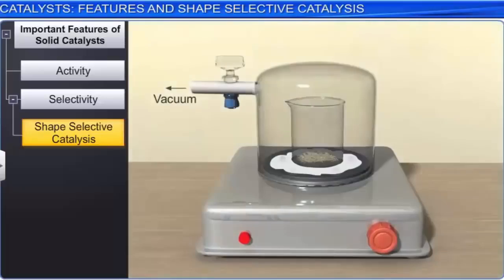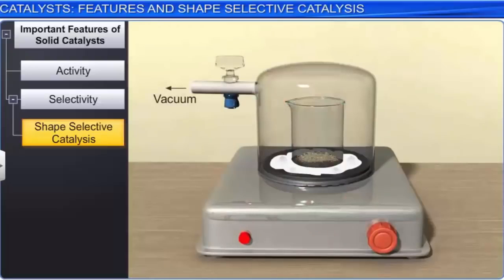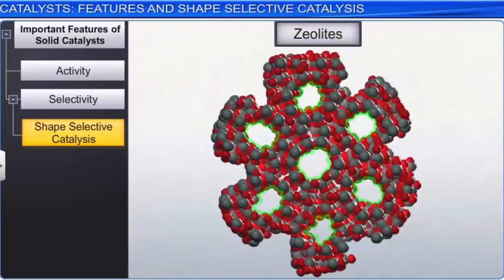Before being used as catalysts, zeolites are heated in vacuum, so that the water of hydration present in the cavities in the cage-like structure is lost and they become vacant. Thus, the shape and the size of the pores control the access of the reactants and the products.